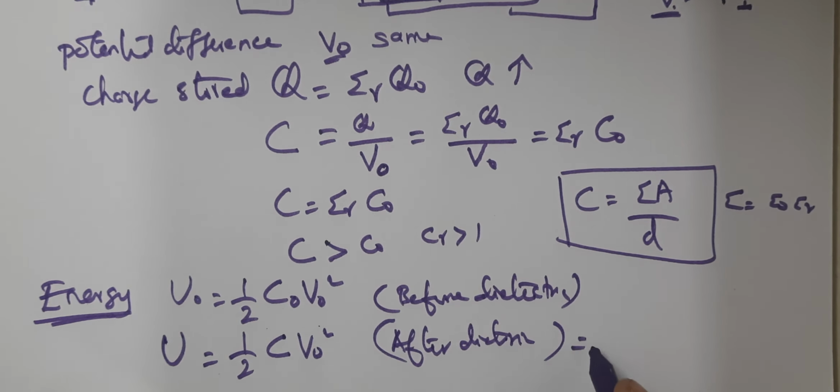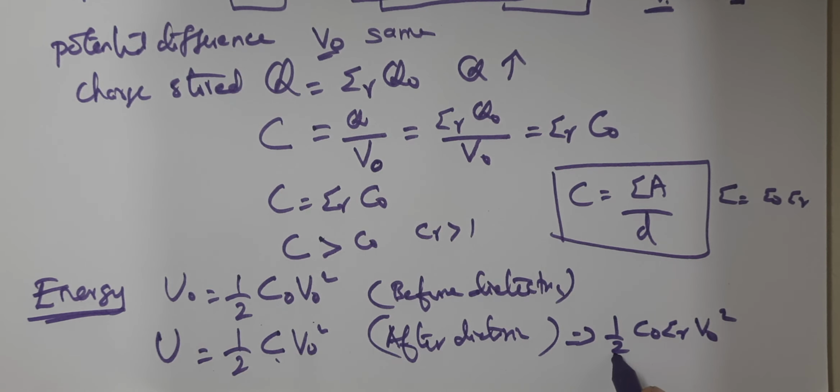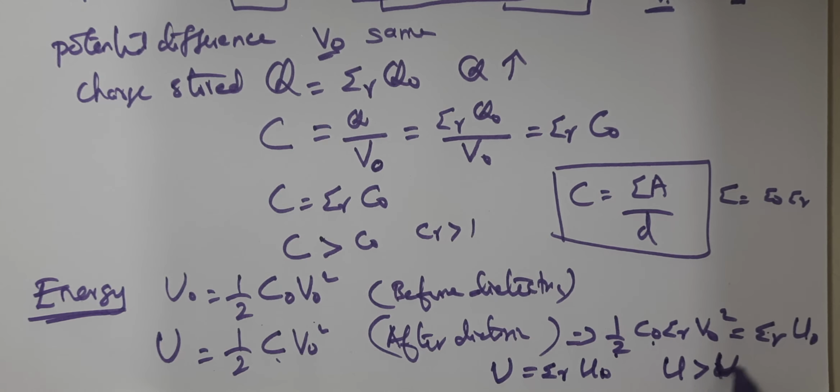That can be rewritten as half into, instead of C, epsilon R C0, V0 square. Half C0 V0 square is U0, so we can write epsilon R U0. So U is equal to epsilon R U0. What will happen to the U value? U also increases. U is greater than U0 since epsilon R is greater than 1. Are you able to understand?